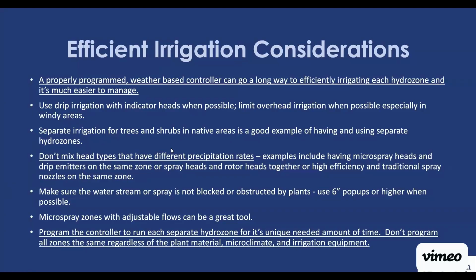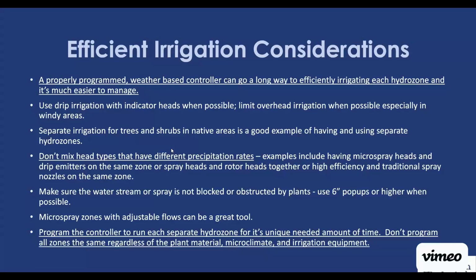That was kind of an example in that Frisco picture. We couldn't see it really well, but they had planted trees and shrubs into their native lawn, native turf areas, and had drip to each of those. And that was creating separate hydrozones very well. So it's a good way to do it.